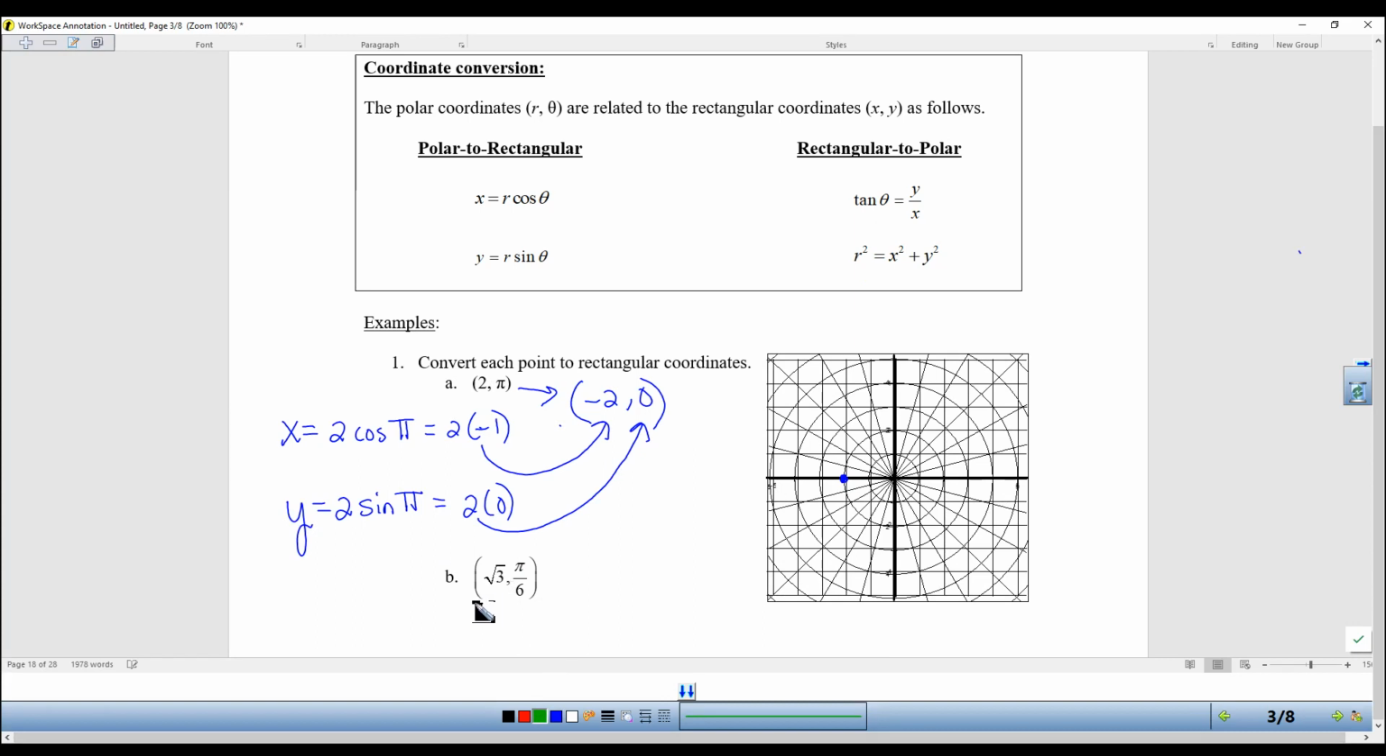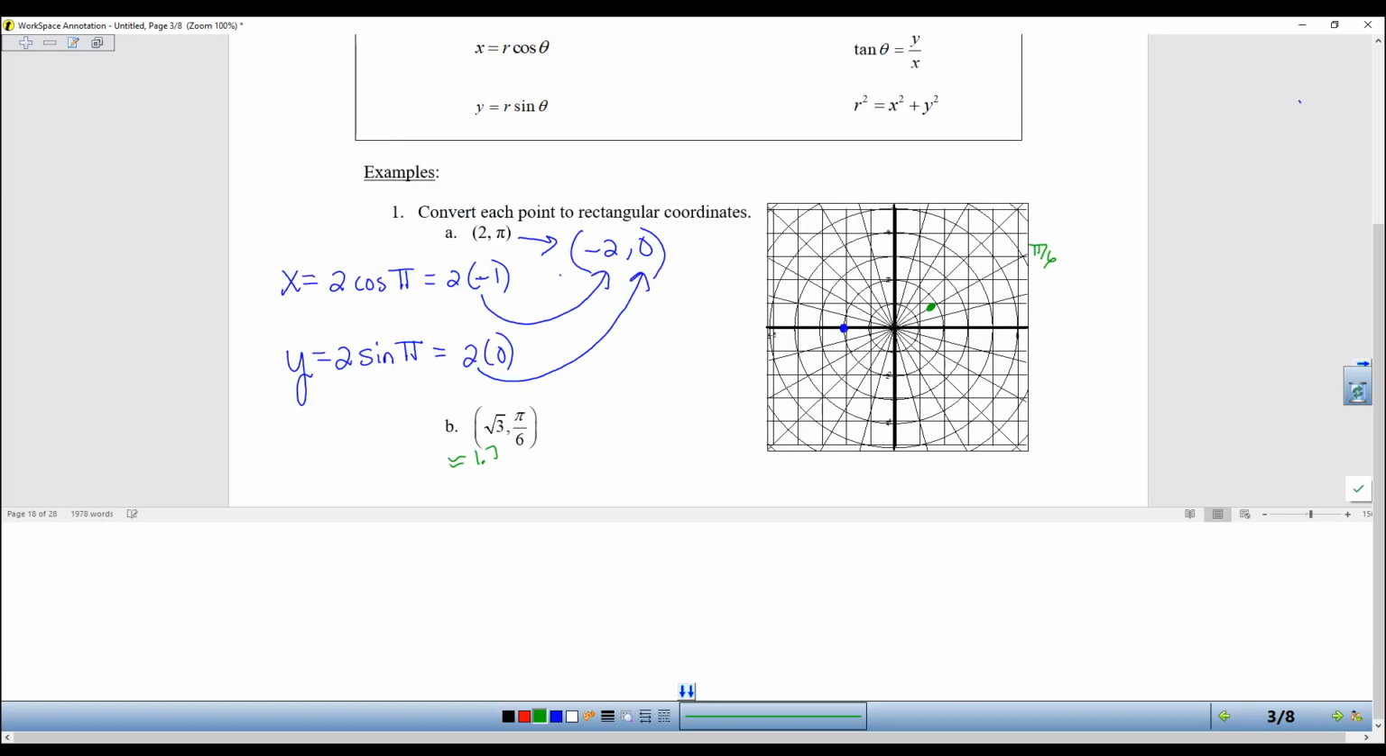This one, square root of 3, which is approximately 1.7, and pi 6. So I'm going to go to my pi 6 line. This one's pi 6. And I'm going to go out about 1.7. So it's somewhere out there. So I don't know exactly what this number is, so I'm going to use my formula.